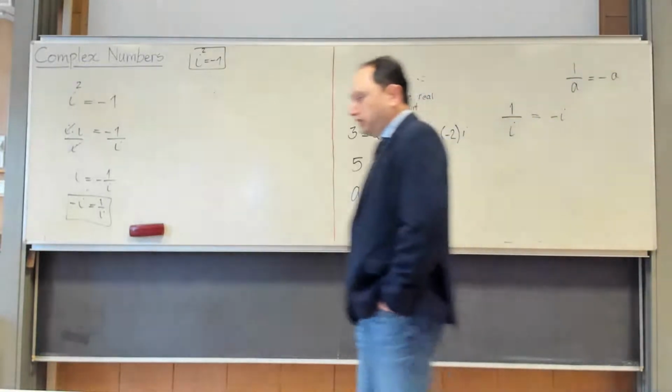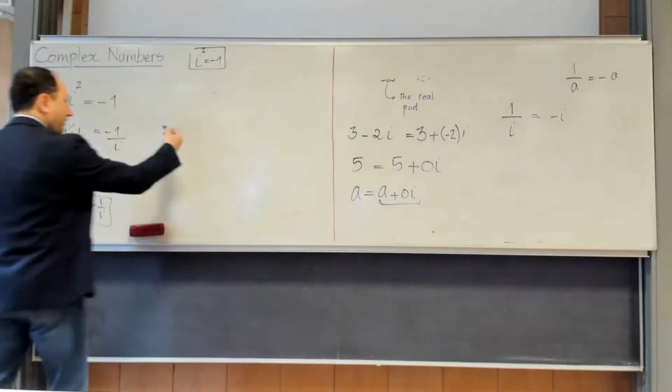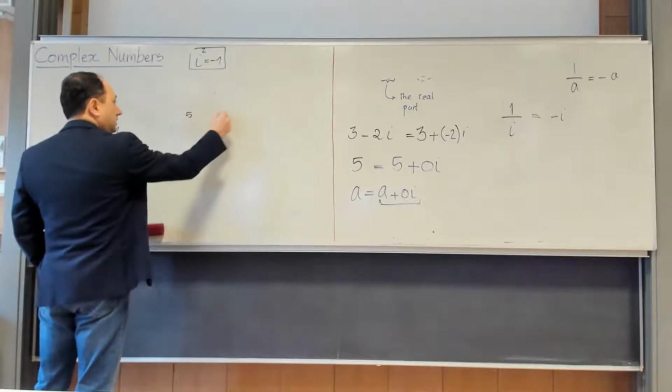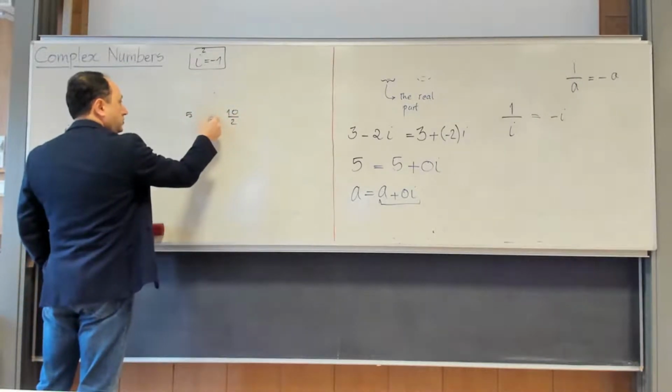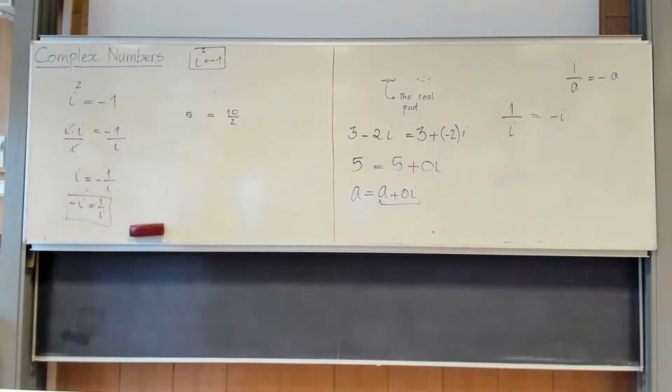Okay, but what do you expect? If I give you two numbers, for example, you have an understanding of equality. When I give you 5 and I give you 10 over 2, you can put an equality sign between them and you understand them. And now I want to ask you the same thing. When do you think it is good to define two complex numbers to be equal?